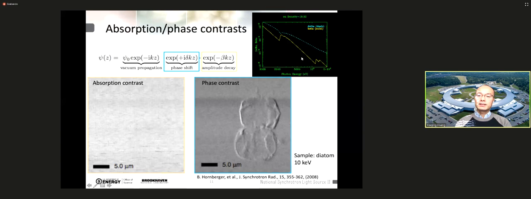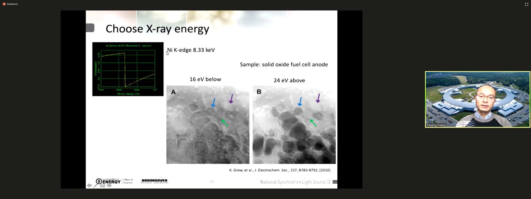If we look at the plot on the top right corner again, we also see there are a few kinks on the absorption curve, the yellow curve, and this is called an absorption edge. If we turn the beta curve into the transmission curve, we can see that across the absorption edge, the transmission ratio will drop dramatically. That's another signature we can use to identify the element types, because the position of the absorption edge is element specific.